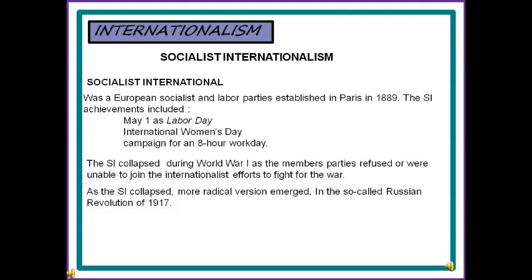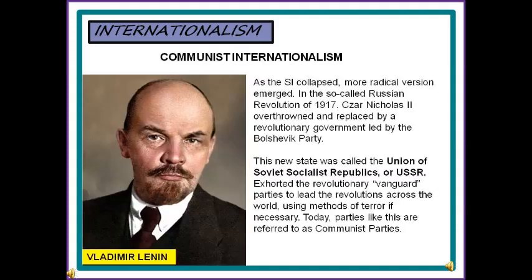As the SI collapsed, more radical versions emerged, with the so-called Russian Revolution of 1917. Then, communist internationalism exists. In the Russian Revolution, Tsar Nicholas II was overthrown and replaced by a revolutionary government led by the Bolshevik Party. Vladimir Lenin believed that this new state, called the Union of Soviet Socialist Republics, or USSR, should exhort the revolutionary vanguard parties to lead revolutions across the world using methods of terror if necessary.